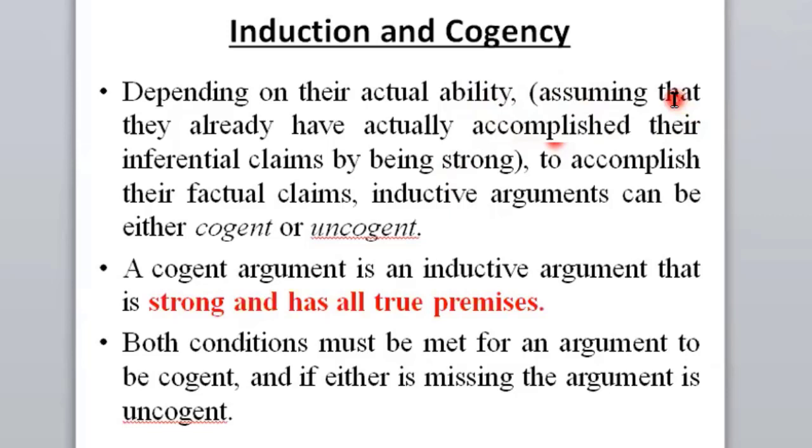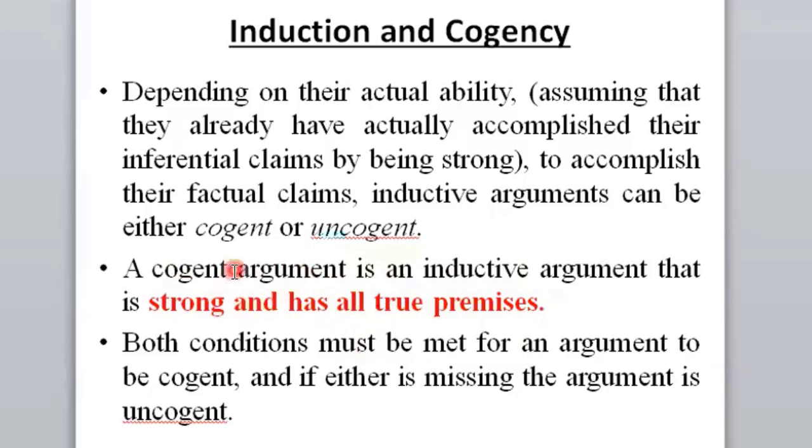assuming that they have already accomplished their inferential claim by being strong, and then their factual claim, the inductive argument can be both cogent or uncogent. A cogent argument is an inductive argument that is strong and has true premises. I think you remember in the case of deductive, a sound argument is an argument that is valid and has all true premises.